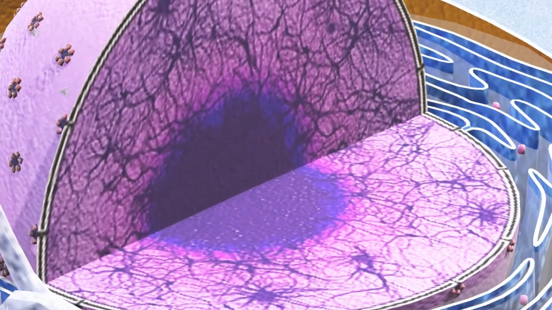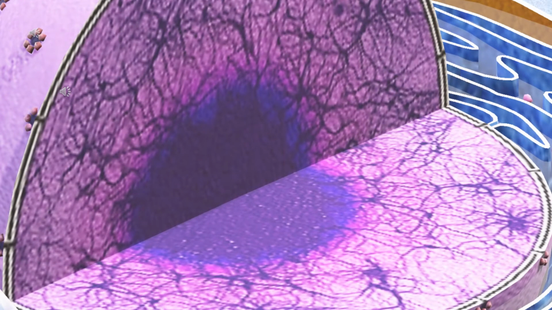Here we go. Now we can better see the nucleus. The nucleus is where it all begins. It is the control center of the cell. If you will, DNA comes from the nucleus.